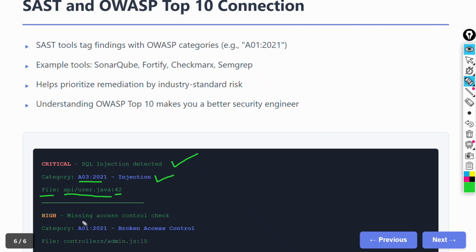There is one more finding, highlighted as a high severity issue, which is a missing access control check, and it comes under category A01 2021, which is broken access control. What is the file path here? Controllers and then admin.js at line number 15. So instead of just seeing raw technical errors, developers and security engineers can see the findings mapped to the OWASP top 10 categories. This gives clear visibility of which issues are most dangerous and what needs to be prioritized next.